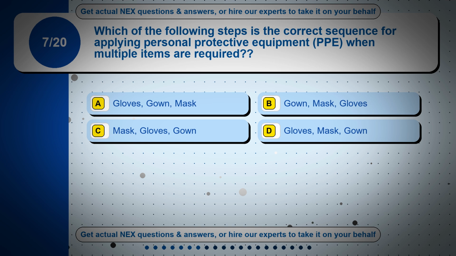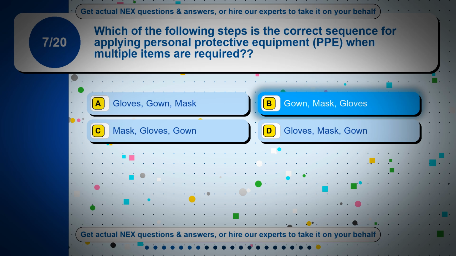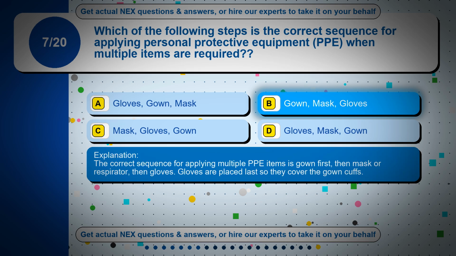The correct answer is option B. Gown, mask, gloves. The correct sequence for applying multiple PPE items is gown first, then mask or respirator, then gloves. Gloves are placed last so they cover the gown cuffs.